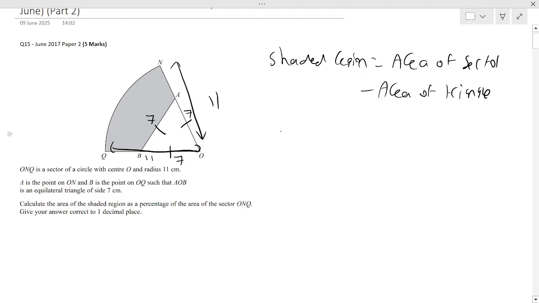So the sector area, you should know the formula is going to be theta, the angle here, over 360 degrees times pi r squared, and that's going to give us the area. But we know what the radius is. The radius is 11. But theta, we do not know, really. But I think we can work it out, because this is all an equilateral triangle. So all three angles here, here, and obviously here are all going to be the same.